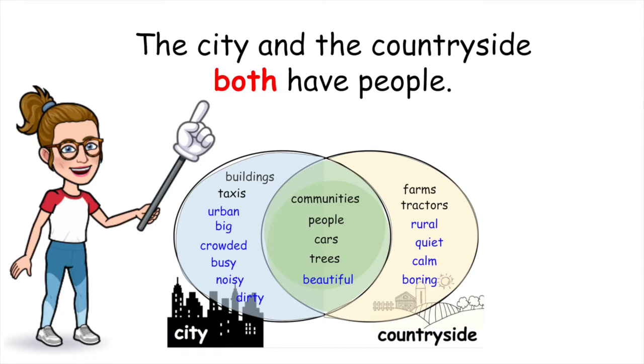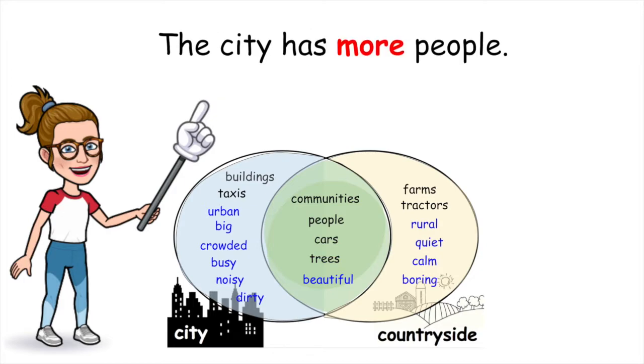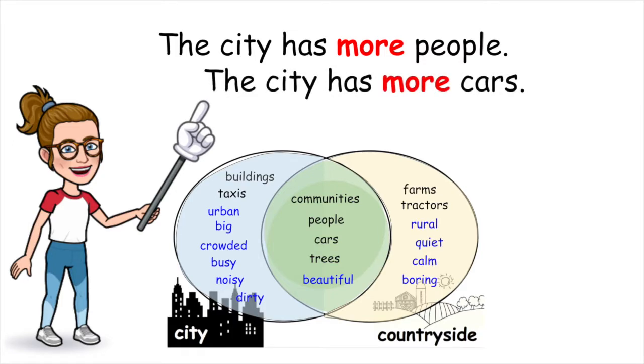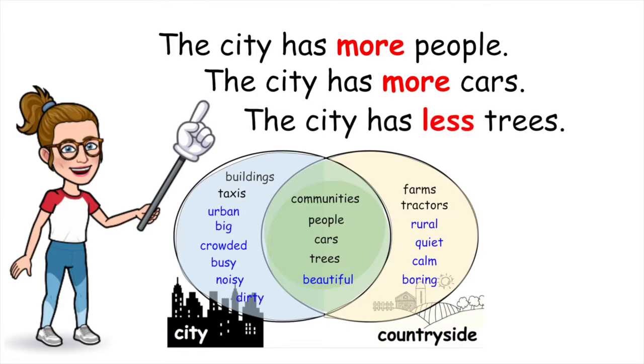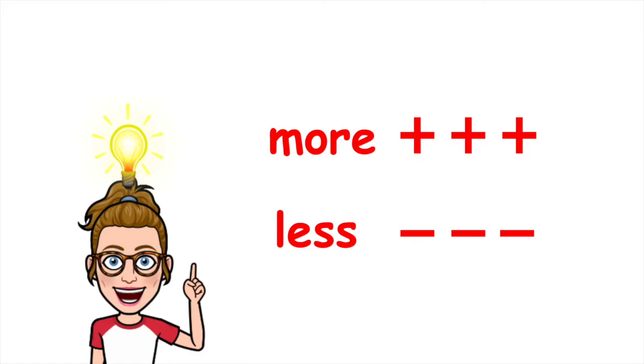Nice. The city and the countryside both have people. Yes, okay. But in class, remember I said the city and the countryside both have people, but the city has more people. Aha. And now we are going into ways that they are different. The city has more cars. The city has less trees. Okay? So we can use more or less if we want to make a comparison to show how they are different.